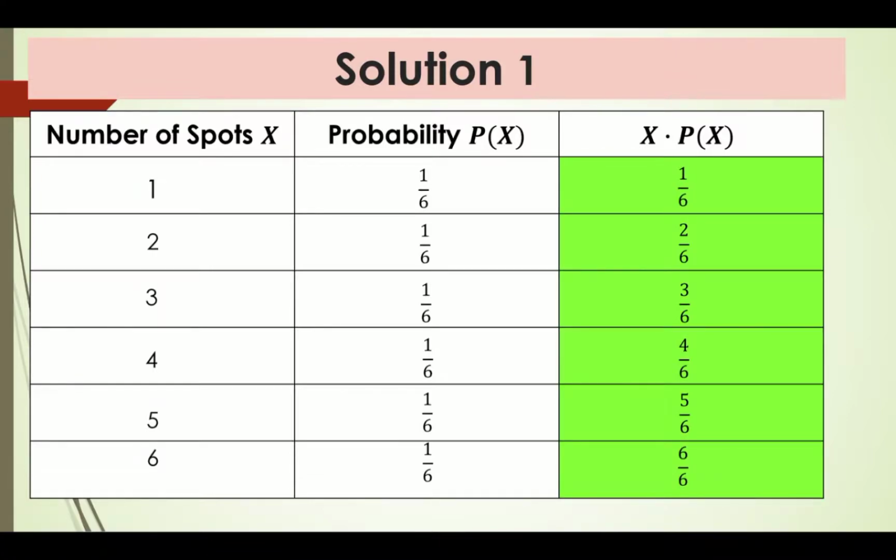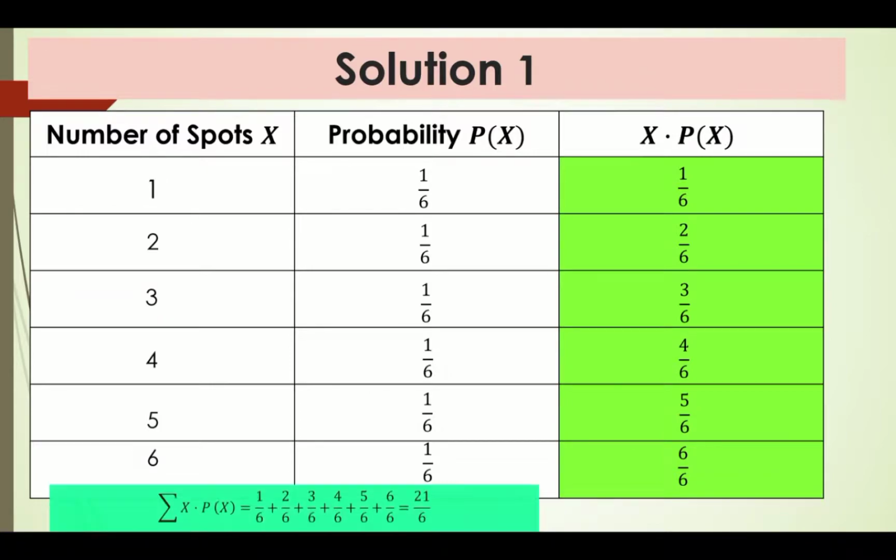Then, get the summation of x times p of x. Pag sinabing summation, ibig sabihin nito ay addition. Kailangan nating i-add yung mga nakuha nating sagot sa third column. So, we have the summation of x times p of x equals 1 over 6 plus 2 over 6 plus 3 over 6 plus 4 over 6 plus 5 over 6 plus 6 over 6 equals 21 over 6.